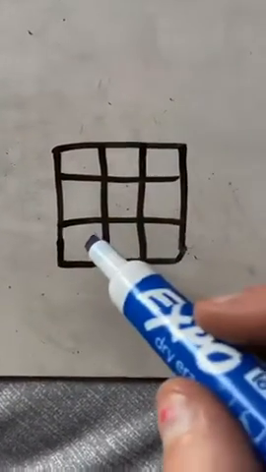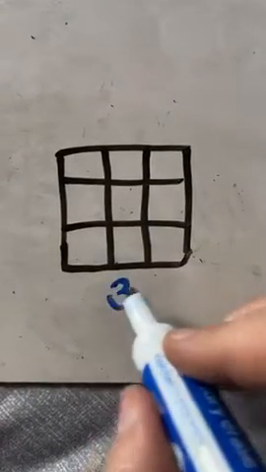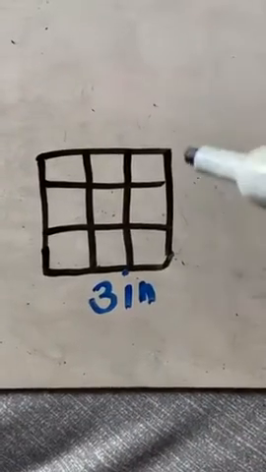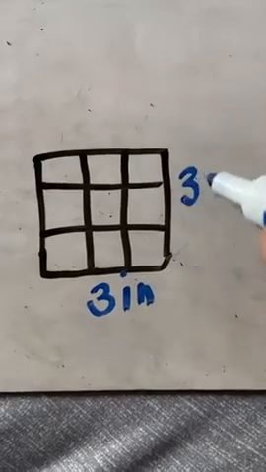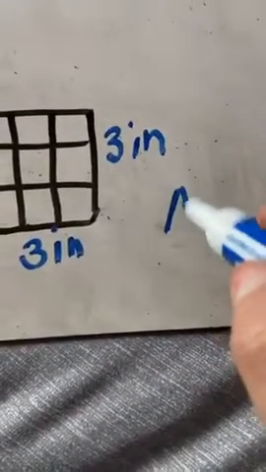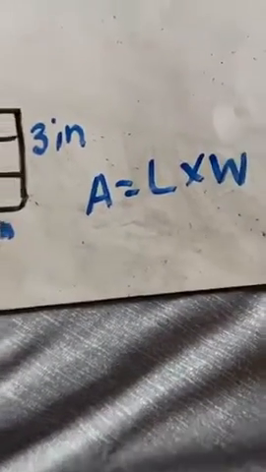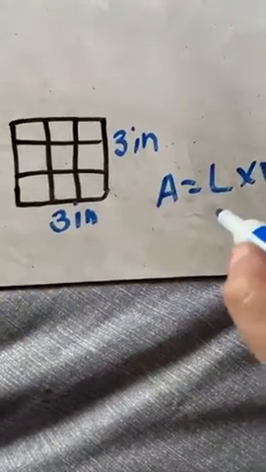Okay, so how many do I have going across? 1, 2, 3. So this is 3, and we're going to make it inches, okay? And how many do I have going down the side? 1, 2, and 3. You're right. So I have 3 inches, okay? So now if area equals your length times your width, I'm going to use these two numbers and I'm going to times them.